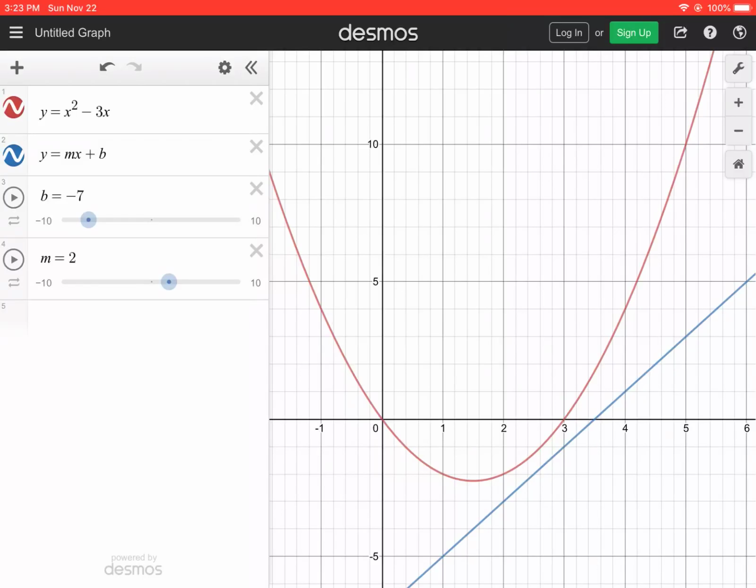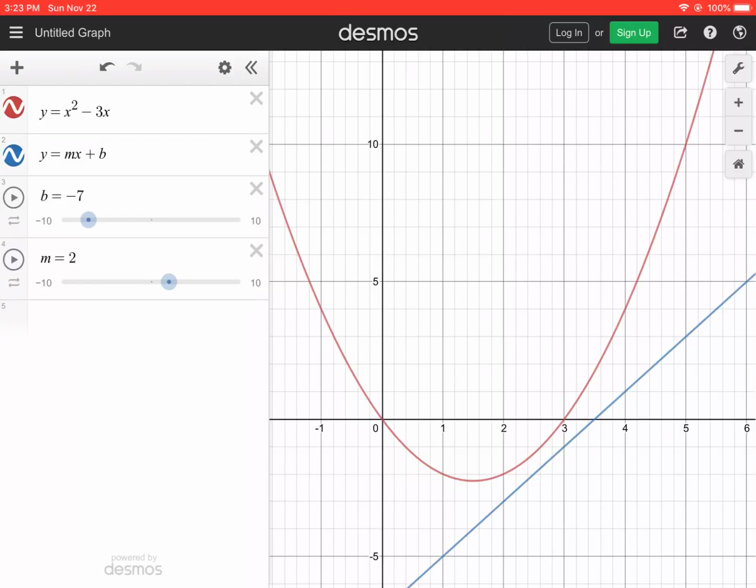If we were solving this first by substitution and then using the quadratic formula on the resulting equation, we would find that there would be a negative number under the square root. Now, the discriminant would be negative. No solution. The graphs don't intersect.